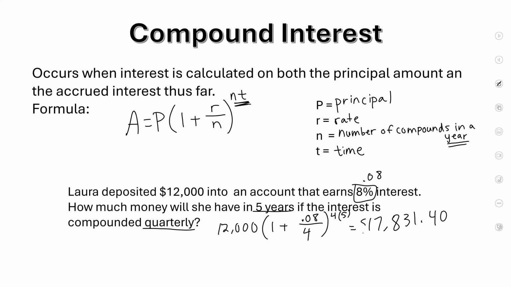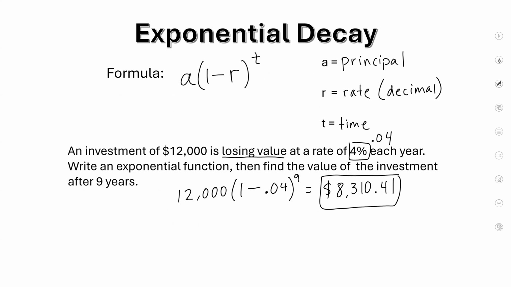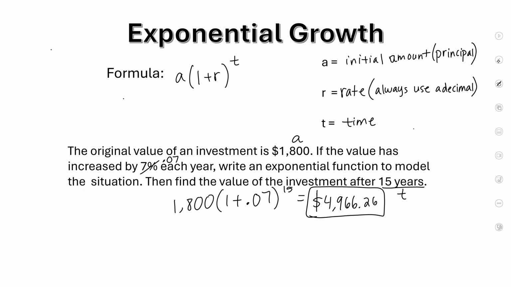$17,831.40. There we go. I'm going to let you guys practice this for a little bit. So we learned compound interest. We've learned exponential decay and exponential growth.